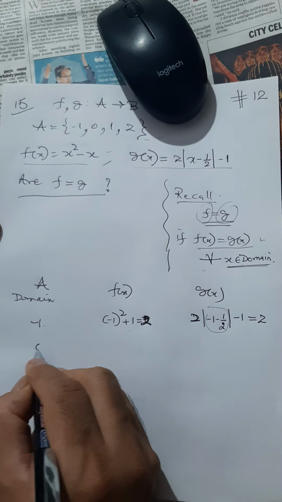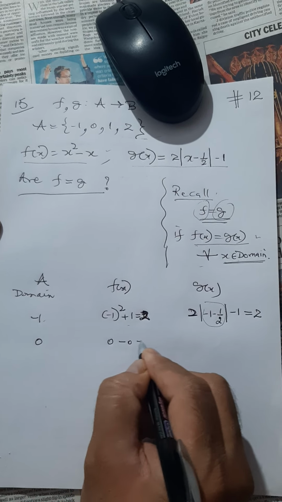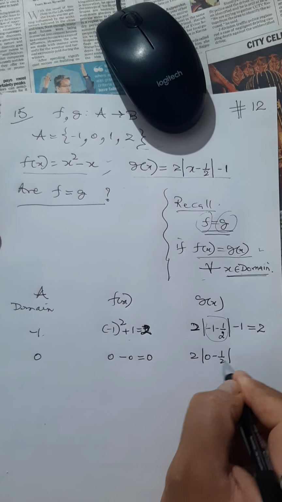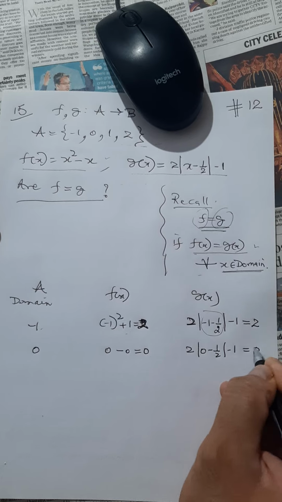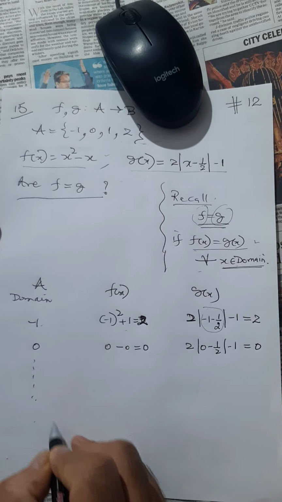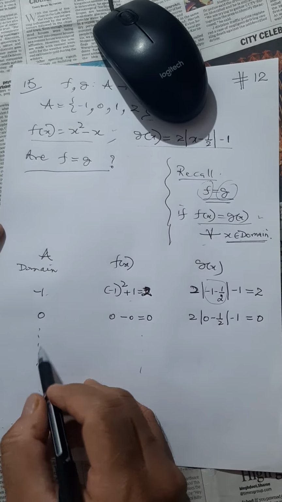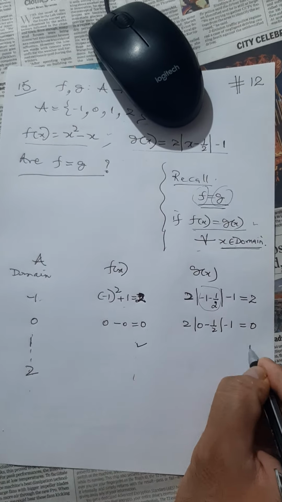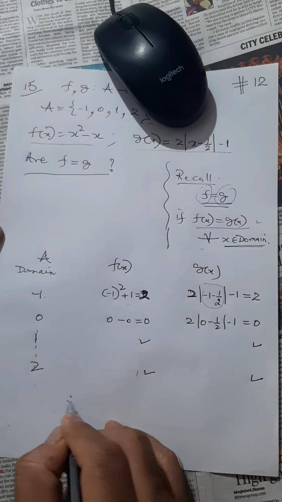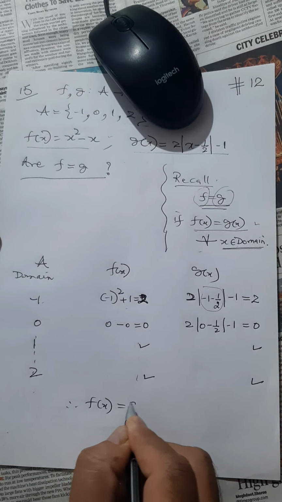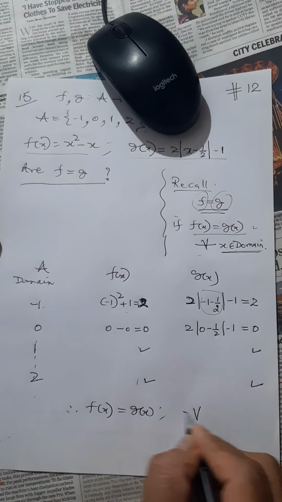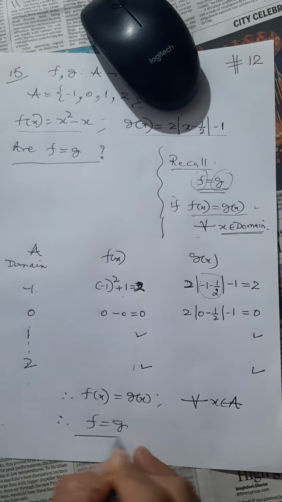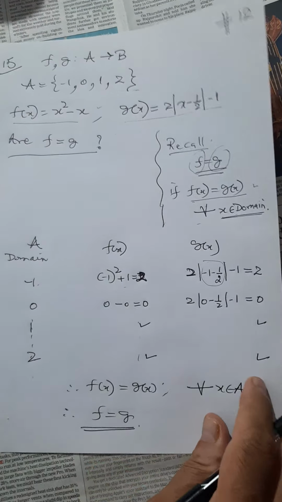Both are equal. Similarly go for 0. Here 0 minus 0, which is 0. Here 2 into 0 minus 1 by 2 minus 1. This is also 0. And so on. You will notice that for every member, that is for 1, 2, this is the same as this. So you can say that f(x) equals g(x) for every x in A, and therefore f equals g. They are equal functions here.